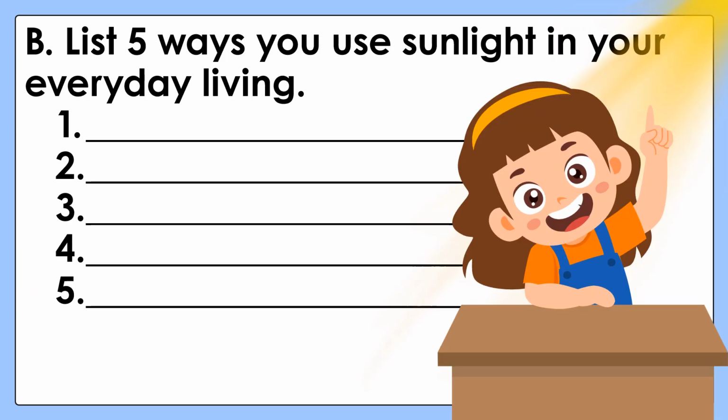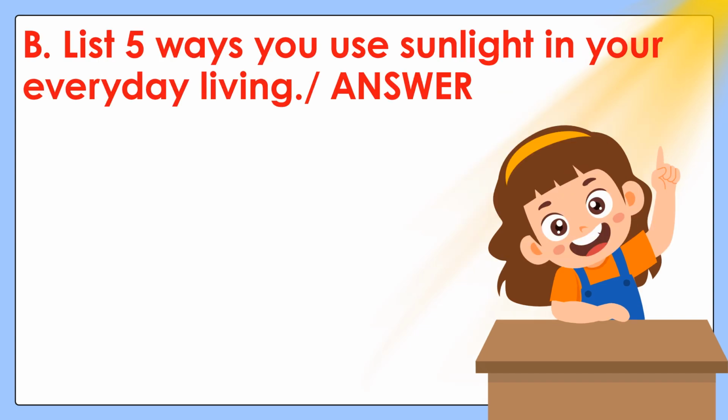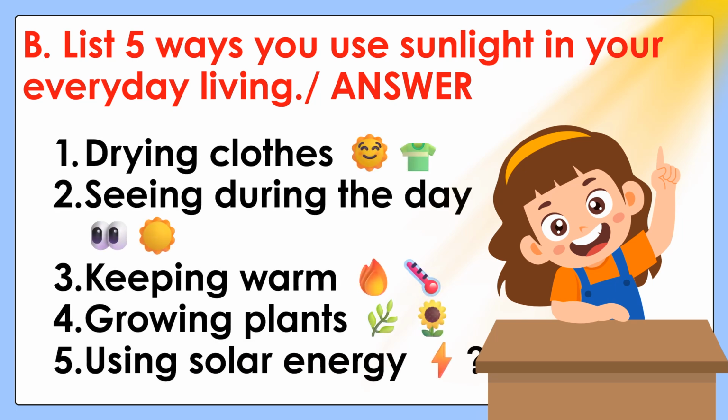B. List 5 ways you use sunlight in your everyday living. Here are the answers. Number 1, drying clothes. Number 2, seeing during the day. Number 3, keeping warm. Number 4, growing plants. And number 5, using solar energy.